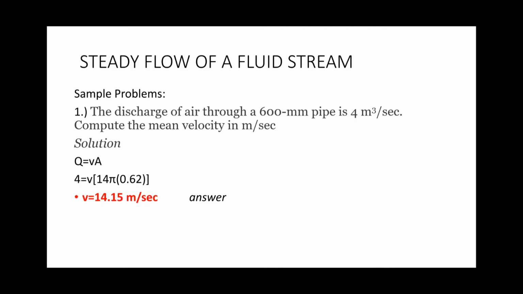A simple problem using steady flow of a fluid stream. Question number 1. The discharge of air through a 600 mm pipe is 4 cubic meters per second. Compute the mean velocity in meters per second. Solution. We will use Q equals VA. Then we will substitute: 4 equals V multiplied by one-fourth pi times 0.6 squared. Then V equals 14.15 meters per second.